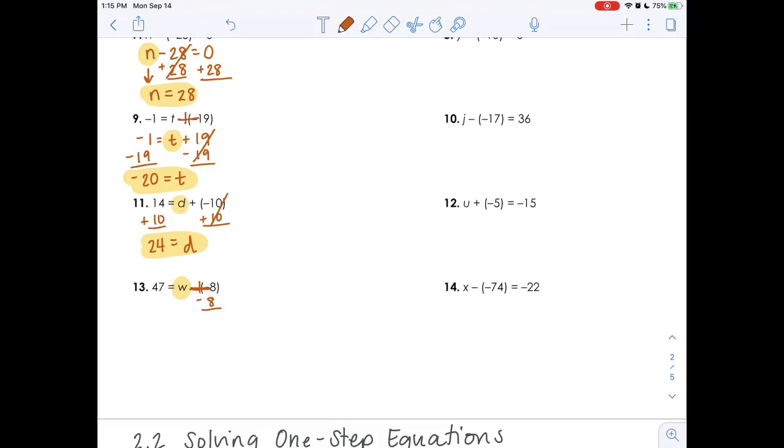I want to think through and make sure that'll cancel. Positive 8 minus 8 will cancel. If I subtract 8 on the right, I must also subtract 8 on the left. 47 minus 8 is 39, and that's equal to w. So that is my final answer here.